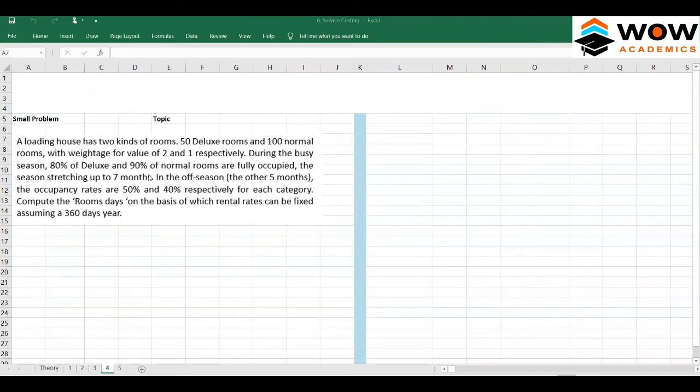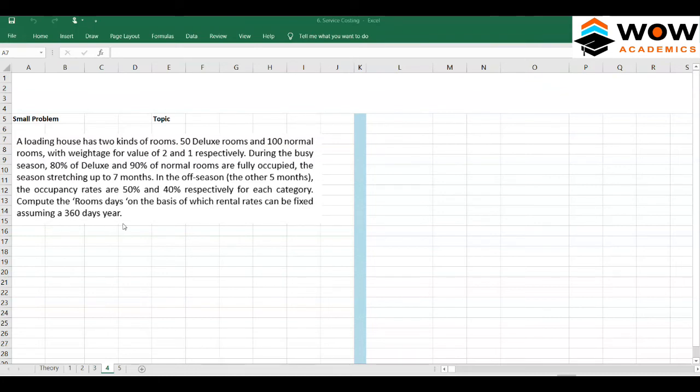In this problem, it's another service costing problem. A lodging house has two kinds of rooms: 50 deluxe rooms and 100 normal rooms with weightage of 2 and 1 respectively. During the busy season, 80% of deluxe and 90% of normal rooms are fully occupied. The season stretches up to 7 months. In the off season, the other 5 months, the occupancy rates are 50% and 40% respectively for each category. Compute the room days on the basis of which rental rates can be fixed, assuming 360 days a year.